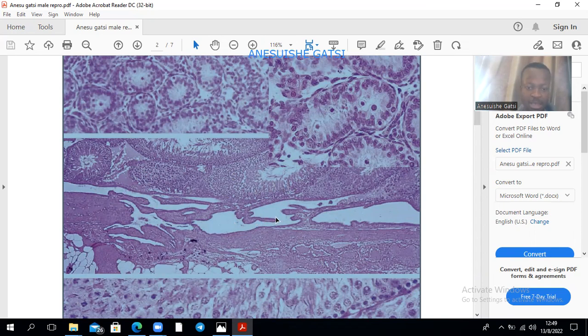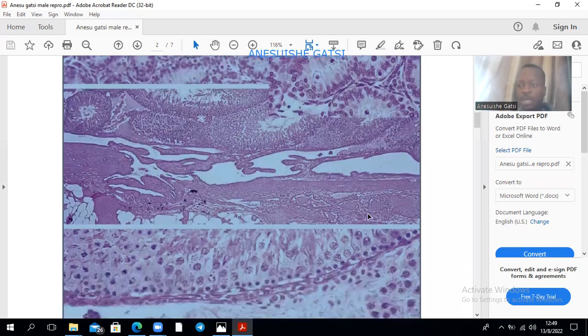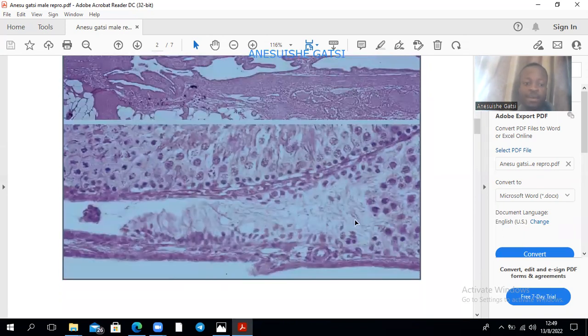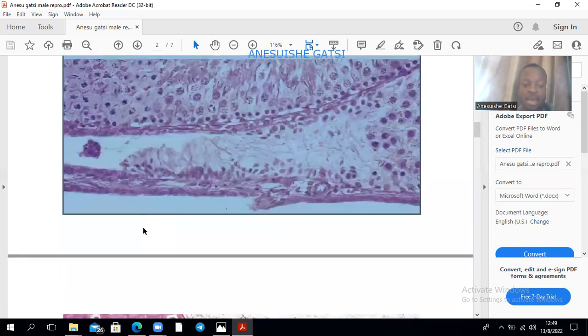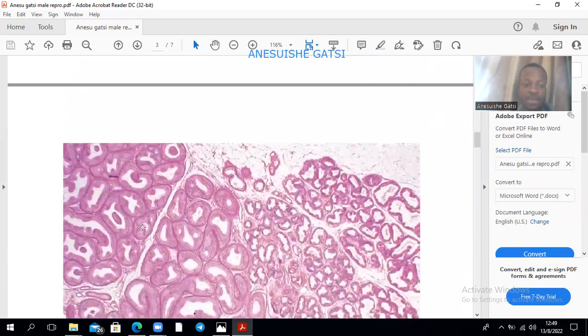These are your rete testes. These tubes here, those are rete testes. So it becomes quite interesting if you understand what these structures are. This shows again a rete testis. So that's the rete testis right over there. Then maybe a picture of efferent ductules and the epididymis.